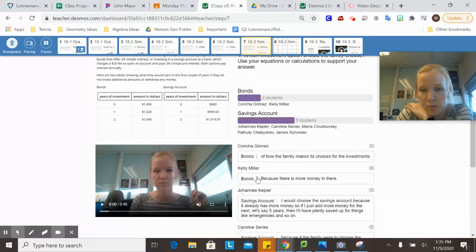But if you did choose bonds instead because there's more money in there, that is true. After 2 years, if you're only going to leave it in there for 2 years, I would choose bonds as well because we're going to earn more money. So you need to just consider how long you're going to be leaving it in there.